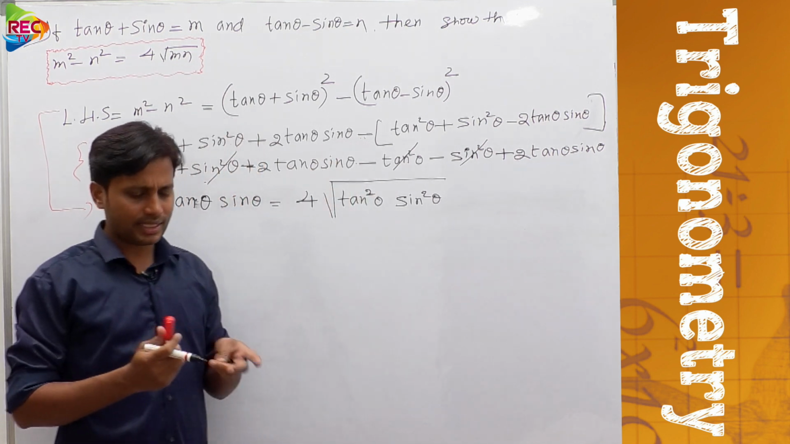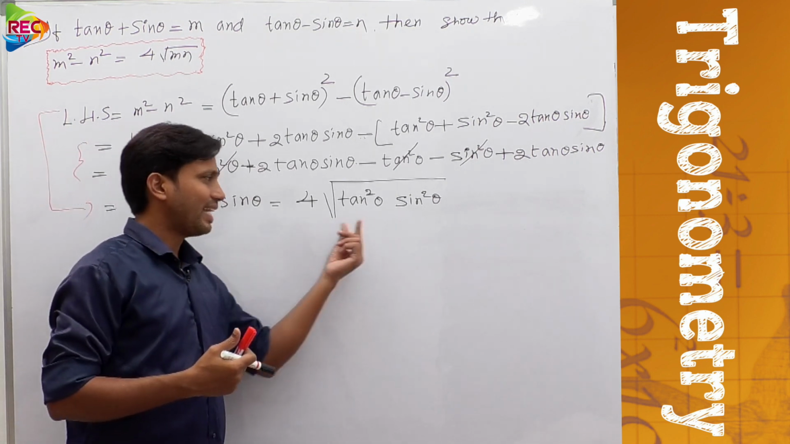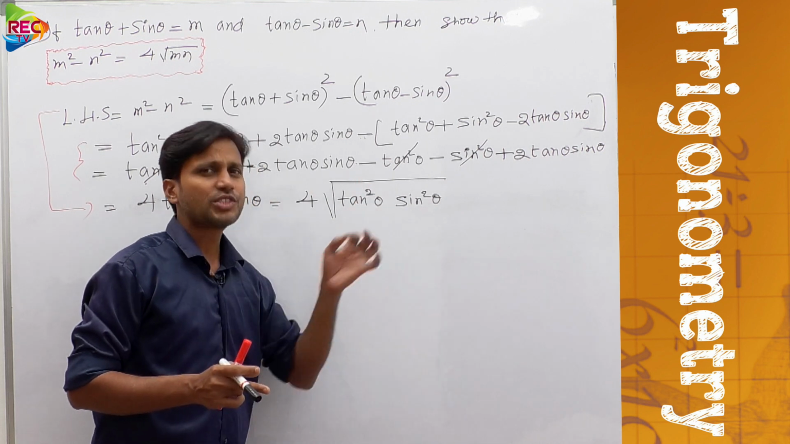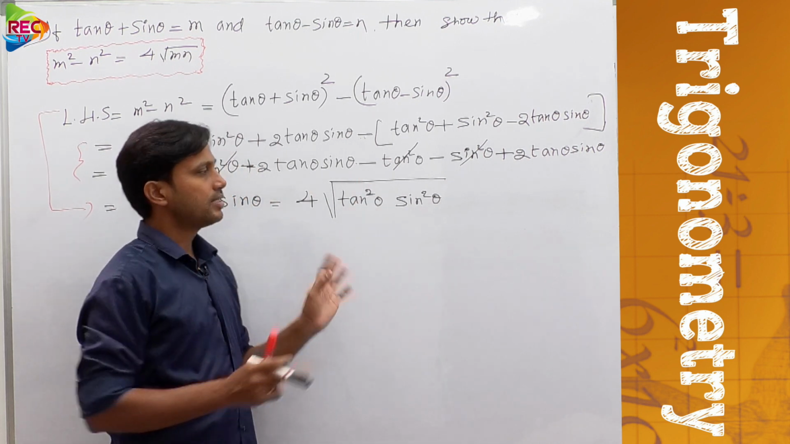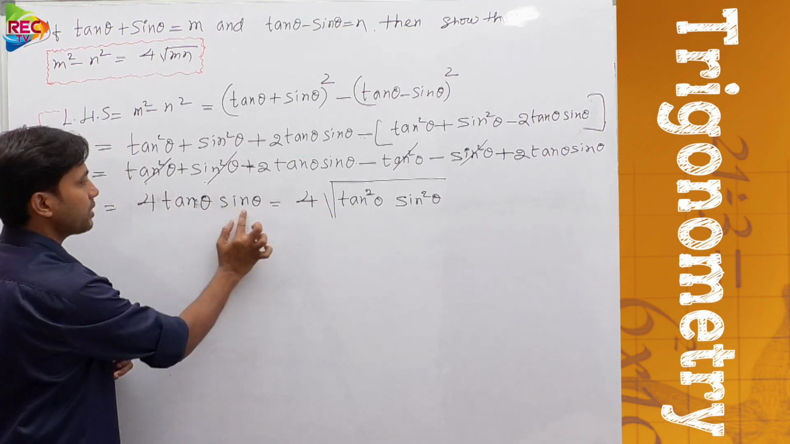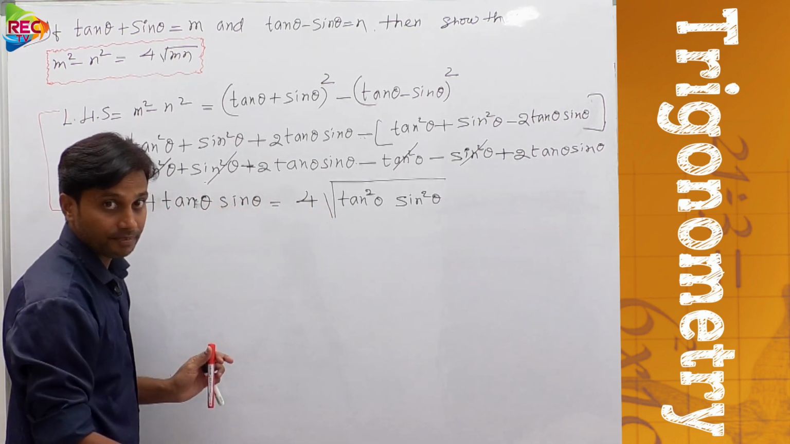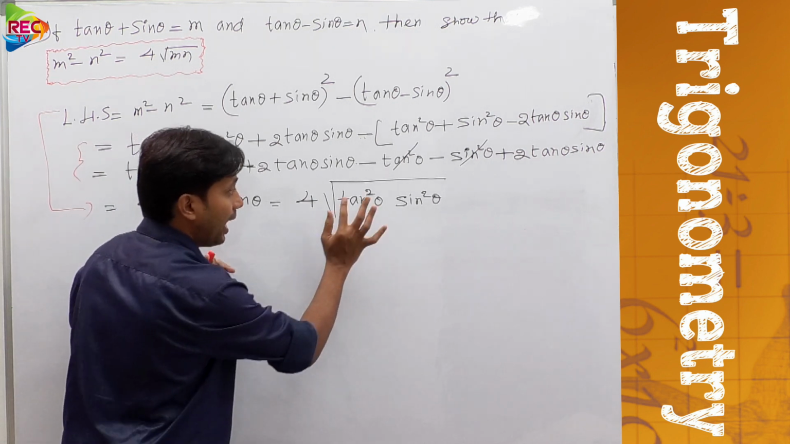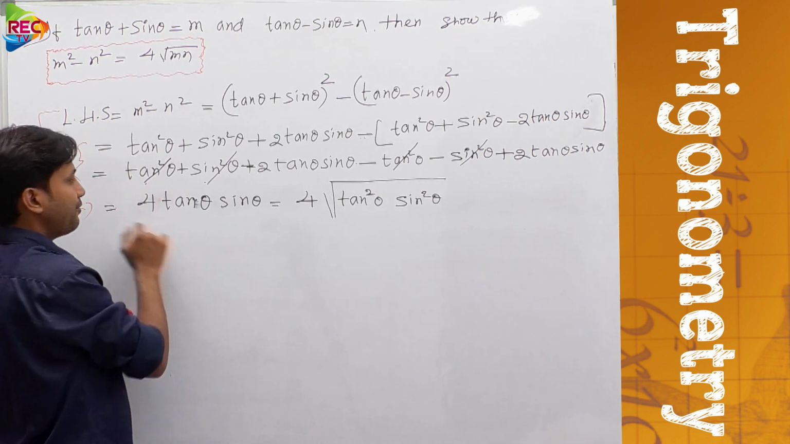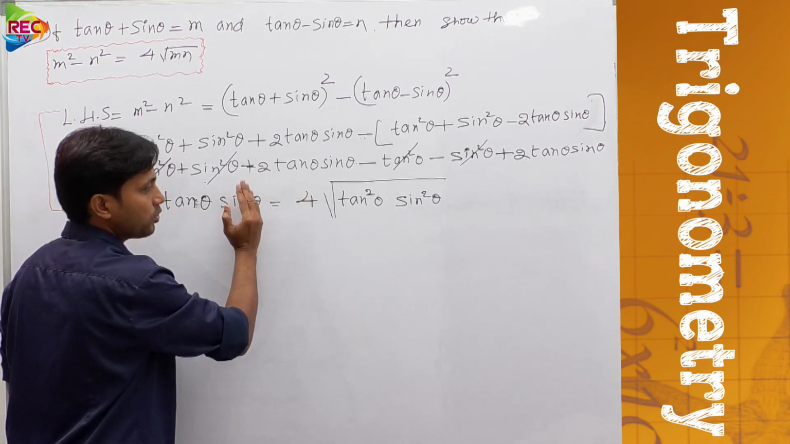So I have done a small arrangement here. Try to understand. If you understand this step, it's very simple. It's a cakewalk. See here. What have I done? 4 tan theta into sin theta. Now I have applied squares and square root also. I left this 4 outside.